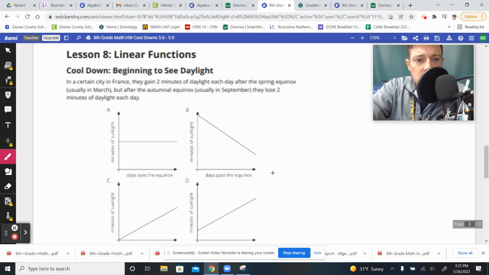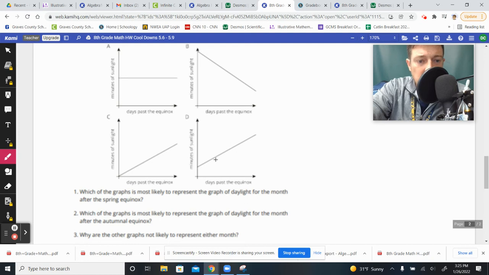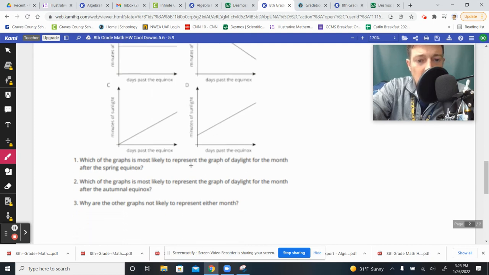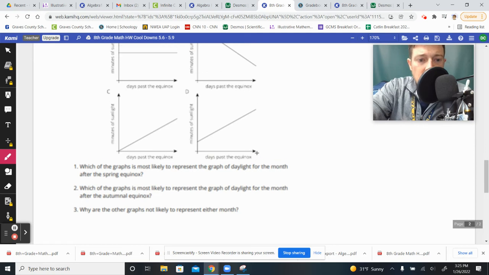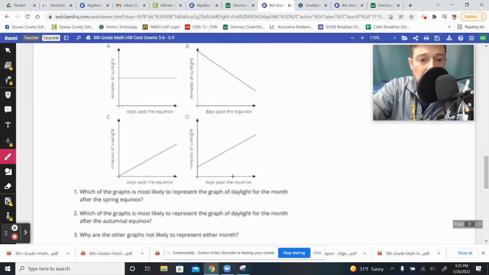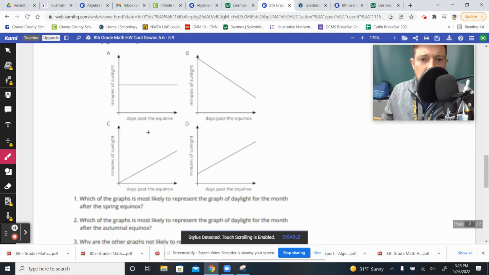So let's look and see what the questions are asking. We got some graphs here that represent this. Which of the graphs is most likely to represent the graph of daylight for the month after the spring equinox? After the equinox in the spring, we are expecting the minutes of sunlight to get longer in the spring and summer months. So, which one of these shows that? A lot of you might say, well, C and D are the same thing. How do I choose between those? Because as the days go past the equinox, I'm getting longer days. This is increasing, right? Well, you got to think logically here, and one of them doesn't make any sense, okay?